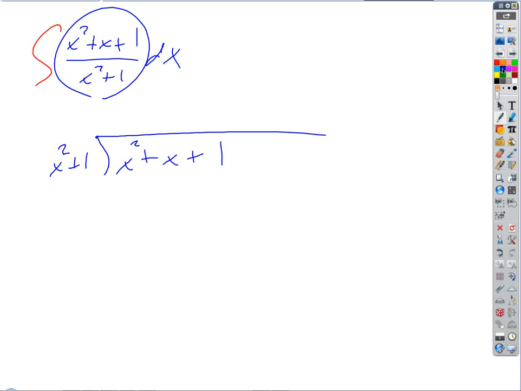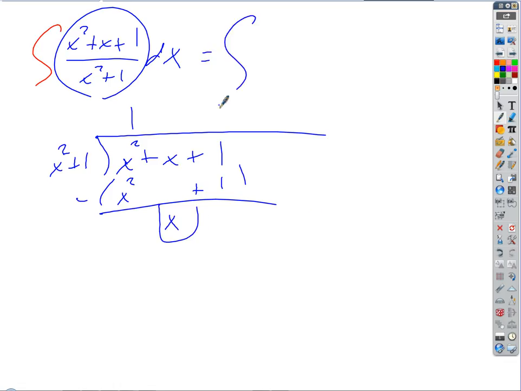This is not a different problem, correct? Same problem. Okay, good. So x squared goes into x squared once, right? Multiply through and I get x squared plus 1, subtract the whole thing, and I just get x for my remainder. So that's just equal to the integral of the quantity 1 plus x over x squared plus 1 dx, right? There, it's split for you.